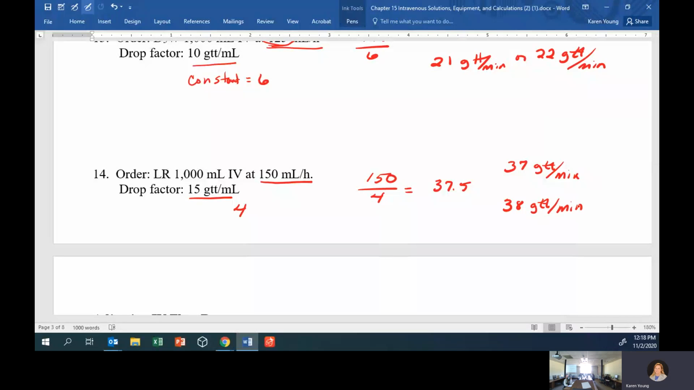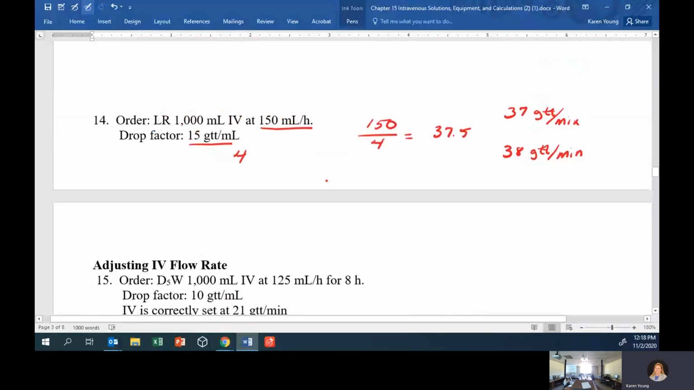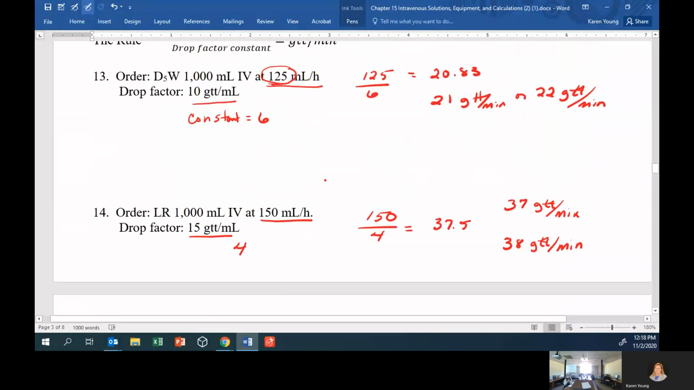Now, I don't like the drop factor constant because I like having my units of measure where I can cancel them. But if this works for you, then use it. I'm okay with it. But you can only use it if it's milliliters per 1 hour. Okay, so any questions? Oh, ma'am. Okay. We've got 30 minutes still.